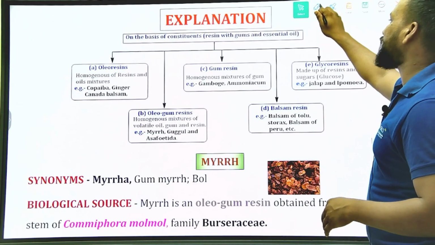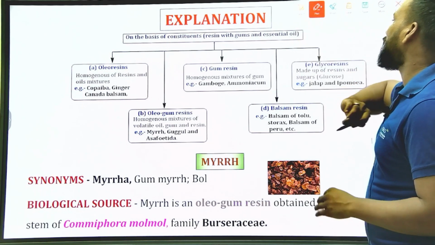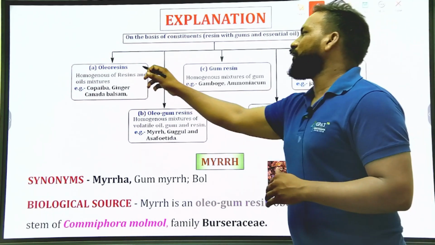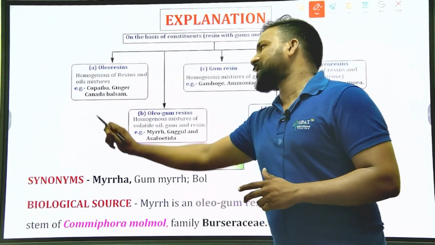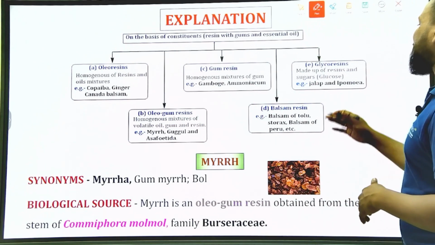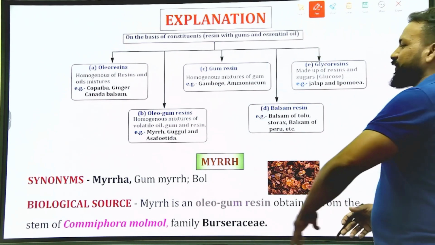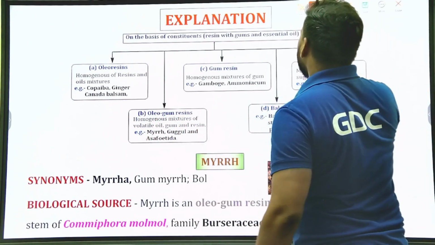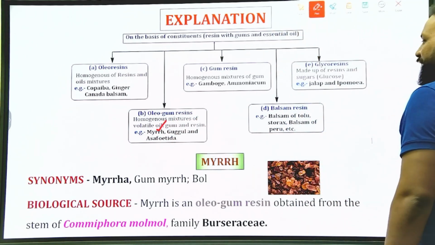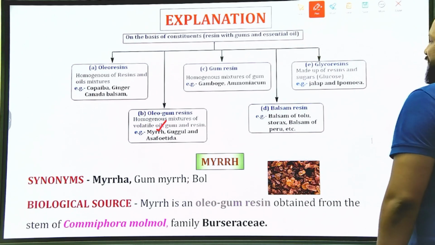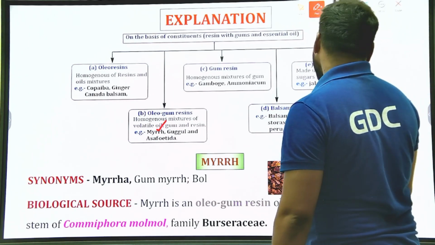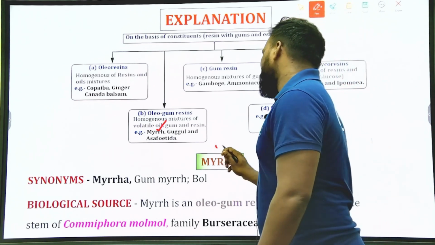These are the important classifications of the oleogum resins or the resins classification. Oleoresins are, for example, ginger and Canada balsam. Gum resins are gamboge and ammoniacum, whereas glycoresins are jalap and ipomoea, but oleogum resin is myrrh. This is our answer. Balsam resins are balsam of tolu as well as storax. And this is our right answer.